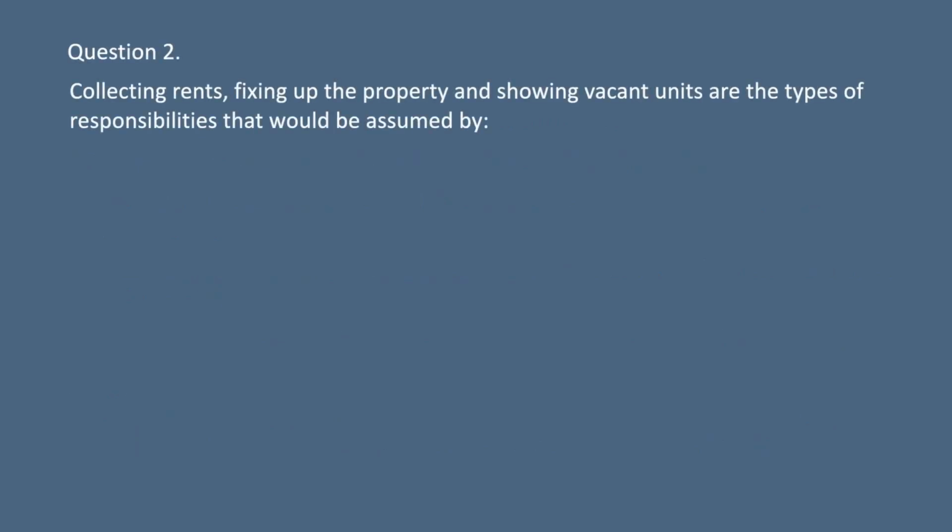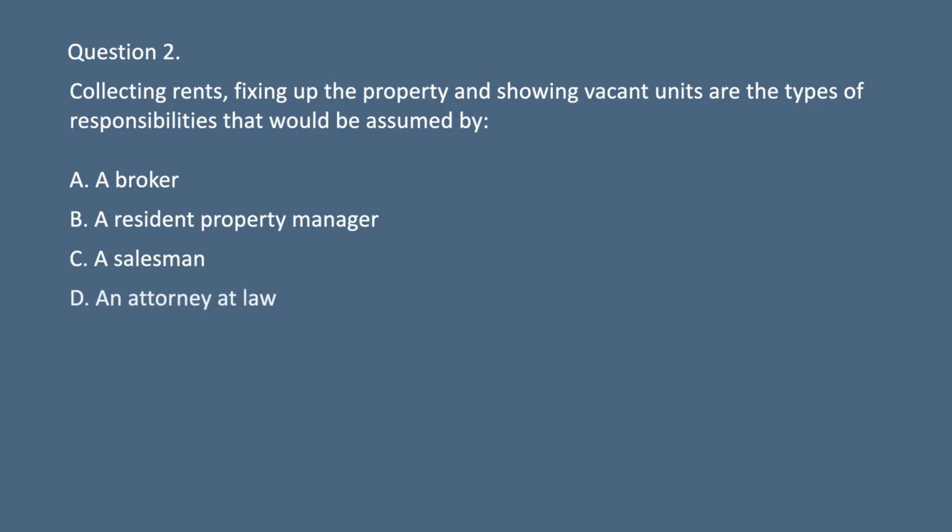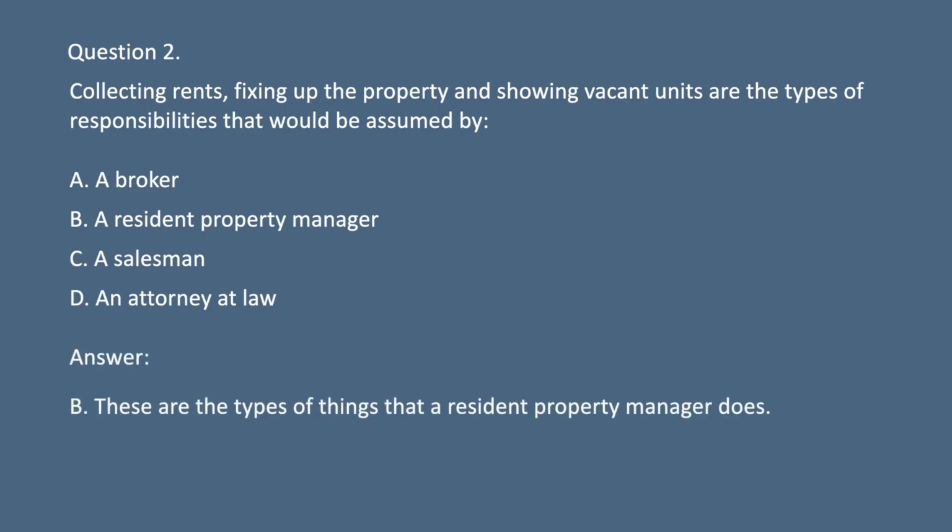Question 2. Collecting rents, fixing up the property and showing vacant units are the types of responsibilities that would be assumed by A. A broker. B. A resident property manager. C. A salesman. D. An attorney at law. Answer. B. These are the types of things that a resident property manager does.